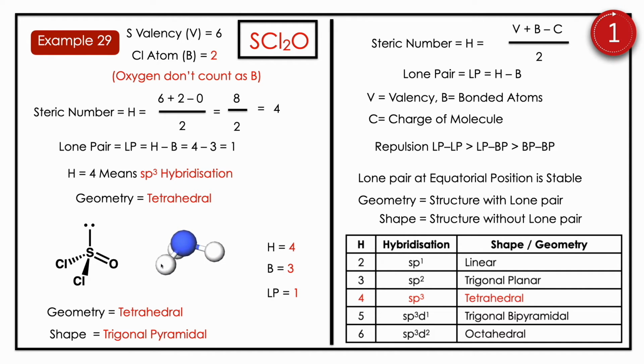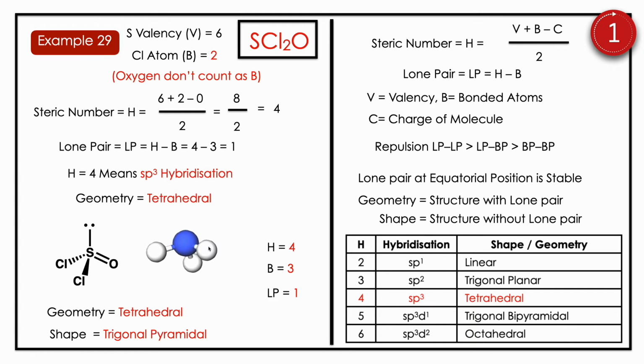Then let us look at example 29, which is SCl2O. It will be similar to SF2O, only with chlorine atoms instead of fluorine atoms. Sulfur valency is 6, chlorine atoms are 2. If you substitute in the H, it gives (6 plus 2 minus 0) divided by 2, which gives 8 by 2, gives 4. Here we didn't count the oxygen, but for lone pair we count it. So H minus B gives 4 minus 3 equals 1.